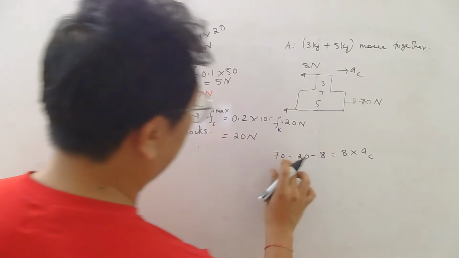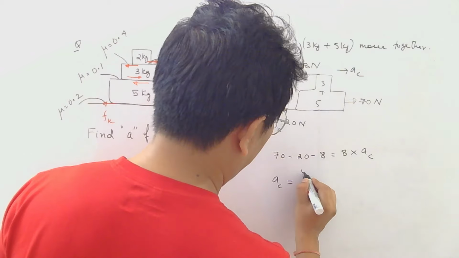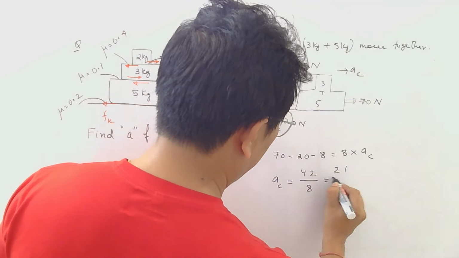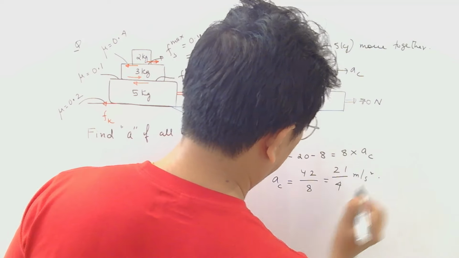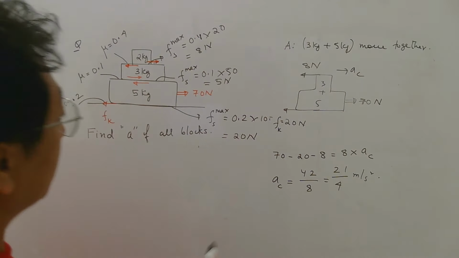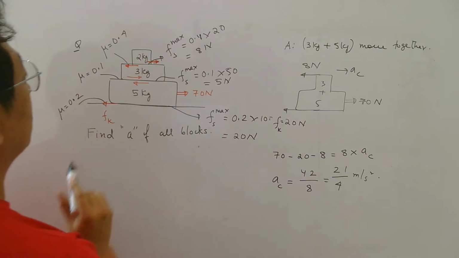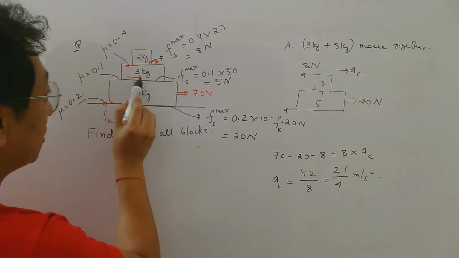That will give you 70 minus 20 is 50, 50 minus 8 is 42, by 8. This will be 2 2s are 4, 2 1s are 2, 2 4s are 8. So 21 by 4 meter per second square. So now here we assume 3 kg and 5 kg are moving together. So there is slipping here, but these two are moving together. So this friction should be static.